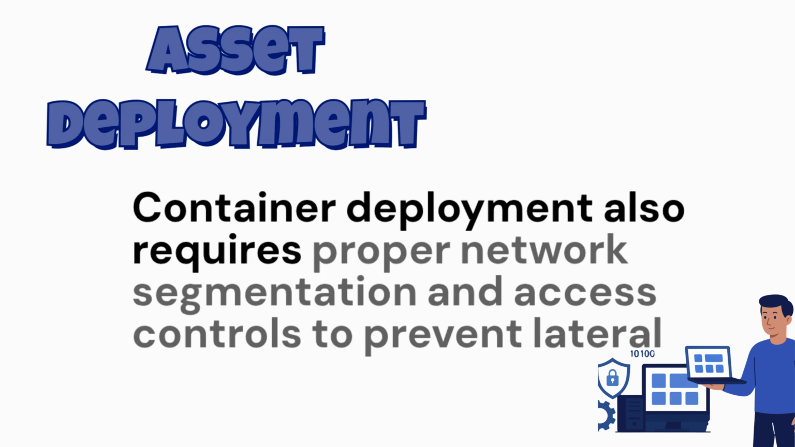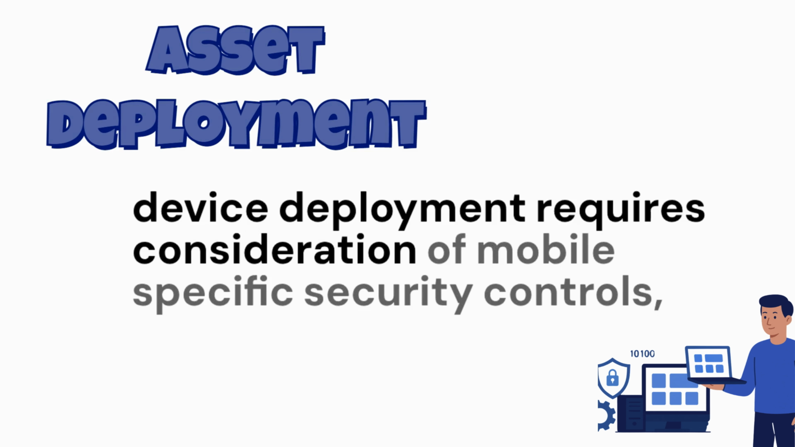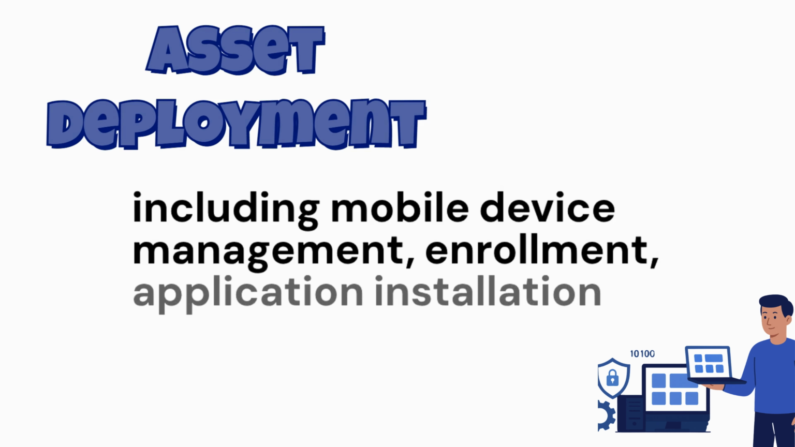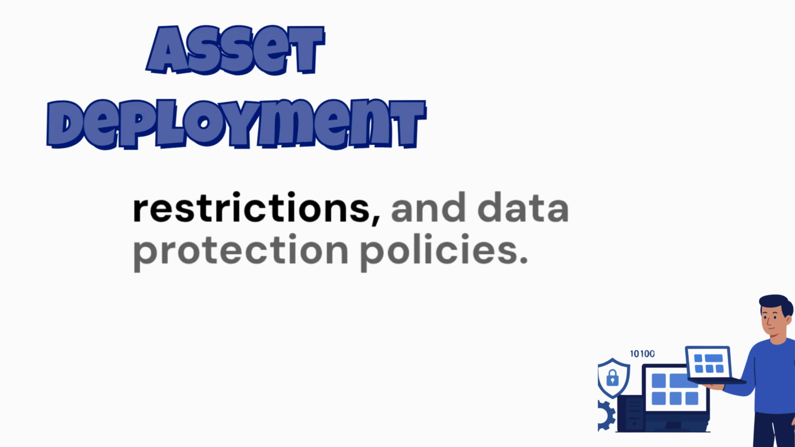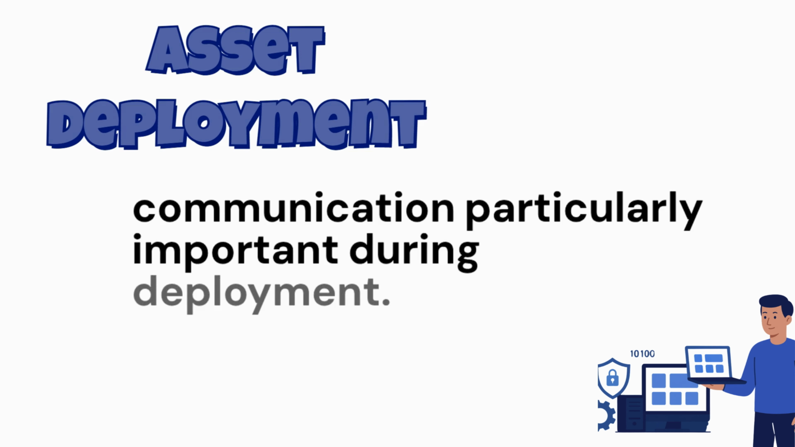Container deployment also requires proper network segmentation and access controls to prevent lateral movement between containers, since containers often share underlying infrastructure and network resources. Mobile device deployment requires consideration of mobile-specific security controls, including mobile device management enrollment, application installation restrictions, and data protection policies. Mobile devices often operate outside traditional network boundaries, making endpoint security and secure communication particularly important during deployment.